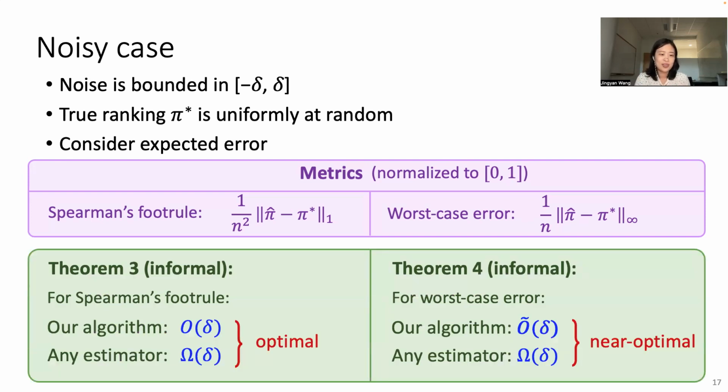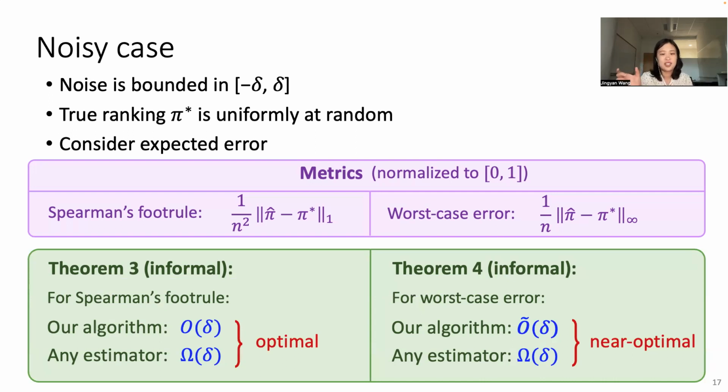We derive theoretical results that say for both metrics, Spearman's footrule and the worst case error, our algorithm achieves an error of at most order delta, where on the other hand, information theoretically we show any estimator incurs an error of order at least delta. So this shows the optimality of our algorithm up to log factors.